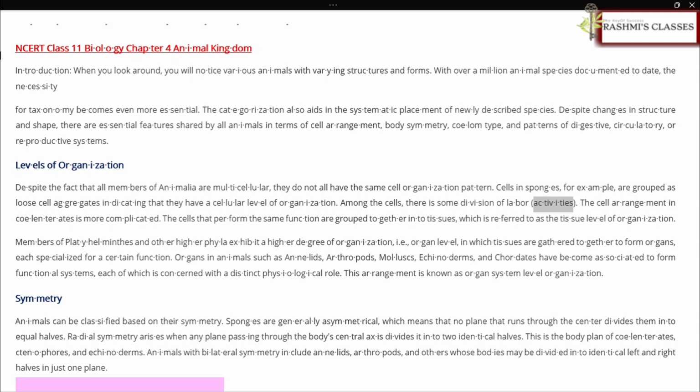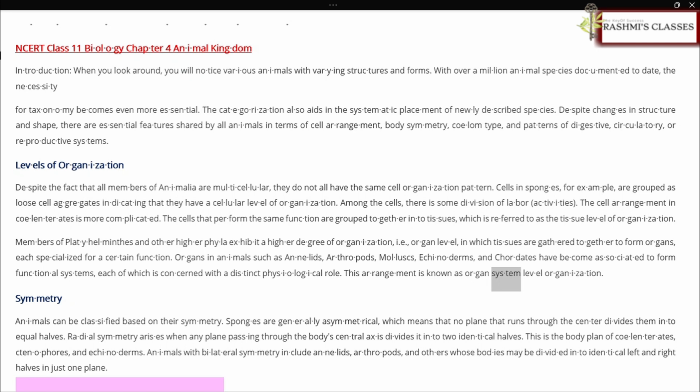The cell arrangement in coelenterates is more complicated. The cells that perform the same function are grouped together into tissues, which is referred to as the tissue level of organization. Members of Platyhelminthes and other higher phyla exhibit a higher degree of organization, i.e., organ level, in which tissues are gathered together to form organs, each specialized for a certain function. Organs in animals such as annelids, arthropods, mollusks, echinoderms, and chordates have become associated to form functional systems, each of which is concerned with a distinct physiological role. This arrangement is known as organ system level organization.